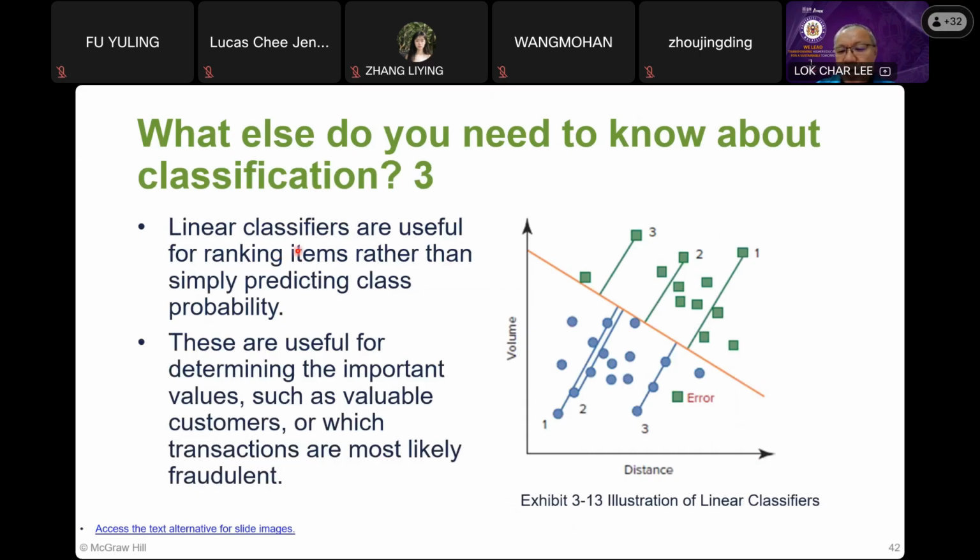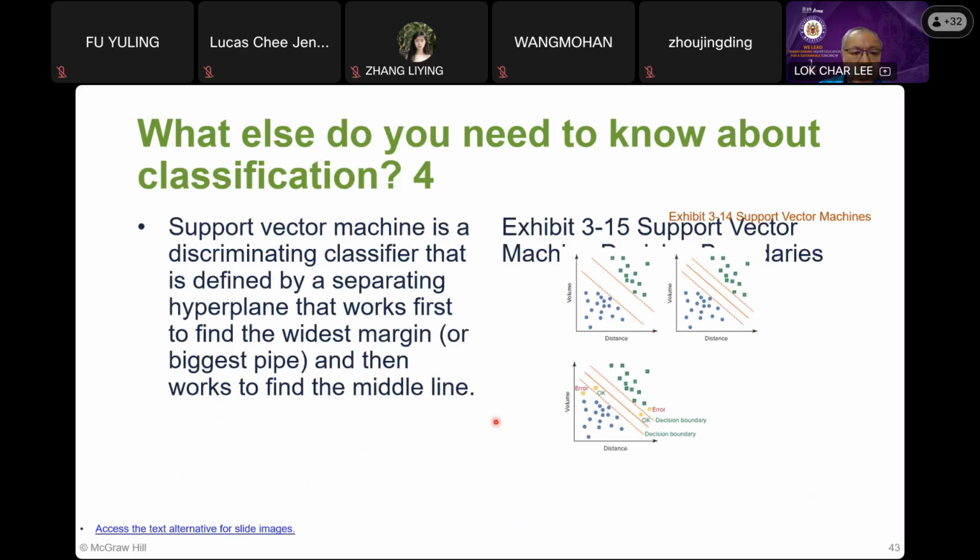So what else do we need to know about classification? Linear classifiers are useful for ranking items rather than simply predicting class probability. They are useful for determining important values, such as a valuable customer or which transactions are most likely fraudulent or not. So this is called a linear classifier. Then support vector machines.